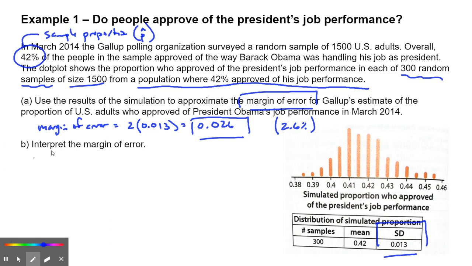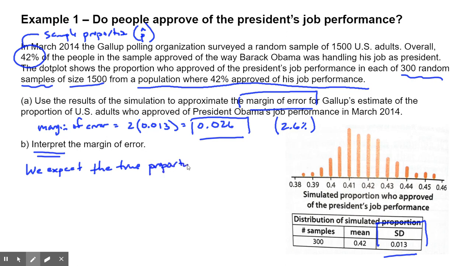Okay, now part B says interpret the margin of error. So again, we can't skip these interpret questions. So we are going to say we expect the true, so this is important, the true proportion of all U.S. adults. So again, sample versus population, right? Of all U.S. adults. And then what are we measuring? Who approved? So this is a lot of restating part A.